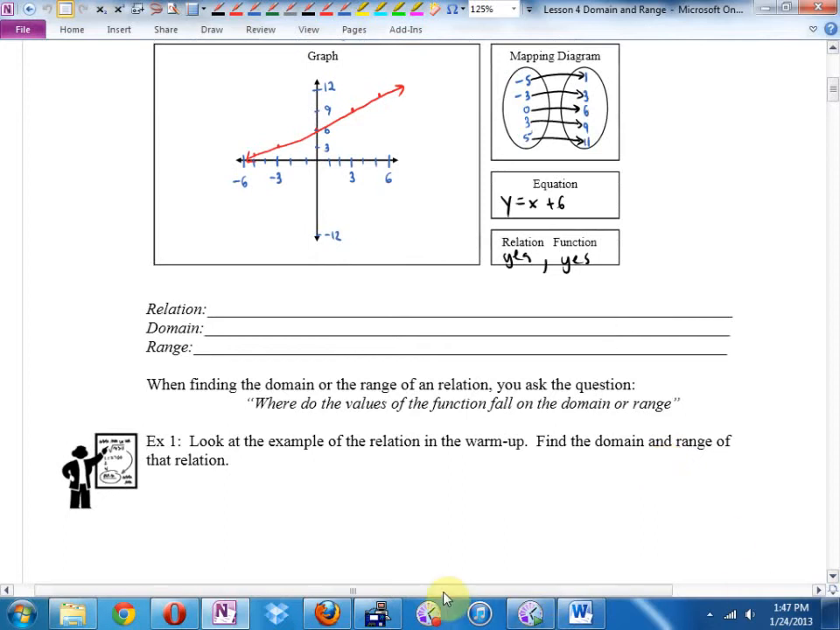So I've got the words written here. Domain. Domain is the list of all the x values of a graph or a function. It's the list of all the x values. The range is the list of all the y values.